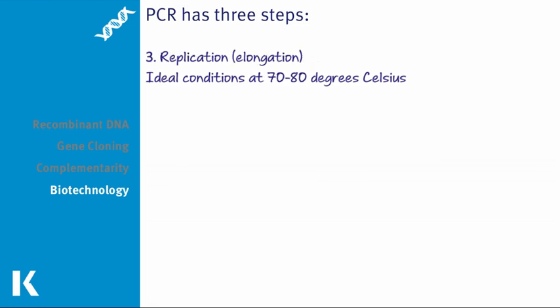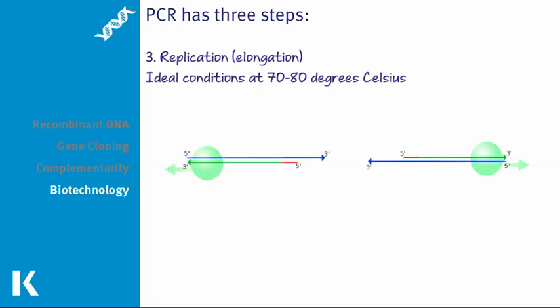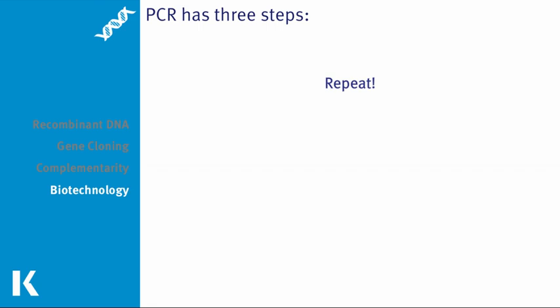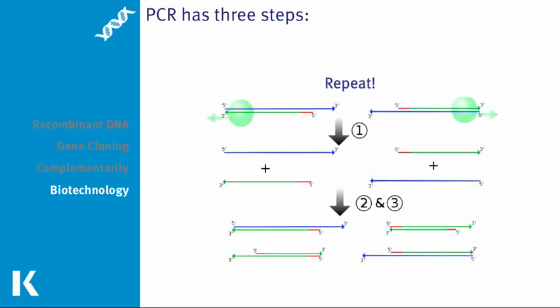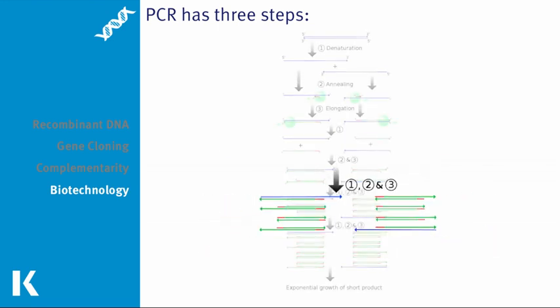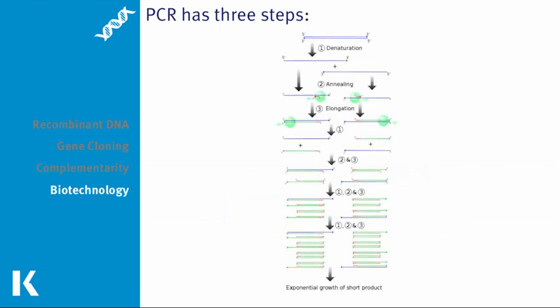The third and final step of PCR is replication or elongation, where the thermostable polymerase creates new DNA. It needs to be at least 70 degrees Celsius for Taq polymerase to work properly, so this phase happens at relatively high temperatures. These 3 steps repeat to create the needed amount of DNA. The daughter DNA created becomes the parent DNA for the next round. Every time PCR runs, the DNA increases exponentially, ultimately creating a huge amount.